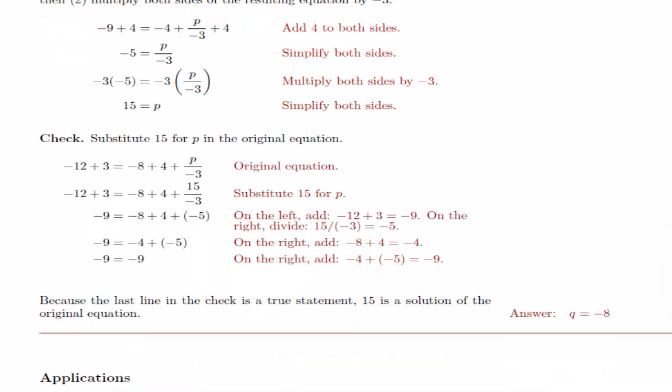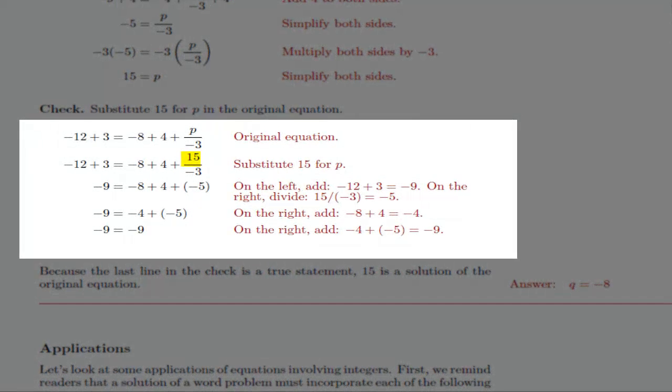We'll check this by substituting 15 for p in the original equation. Then we get negative 12 plus 3 equals negative 8 plus 4 plus 15 divided by negative 3. On the left, it's easy to see that negative 12 plus 3 equals negative 9. On the right, we'll work from left to right.